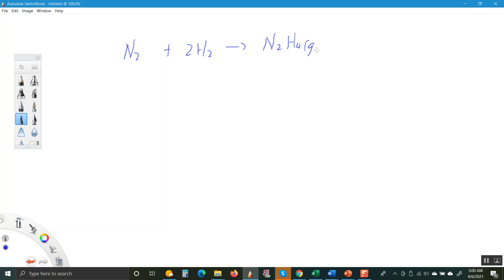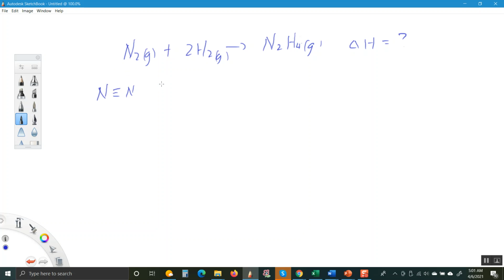N2H4 gas. All right? Now, in order to solve this problem using the bond dissociation energies, the first thing I would advise anyone to do is to write down the full Lewis structure of each of these molecules, because you need to know what the multiplicity of the bonds in each molecule is, all right? And that's very important for us to determine the bond dissociation energy for the bonds based on the table that's provided. So in the case of the nitrogen molecule, the full Lewis structure would be this.